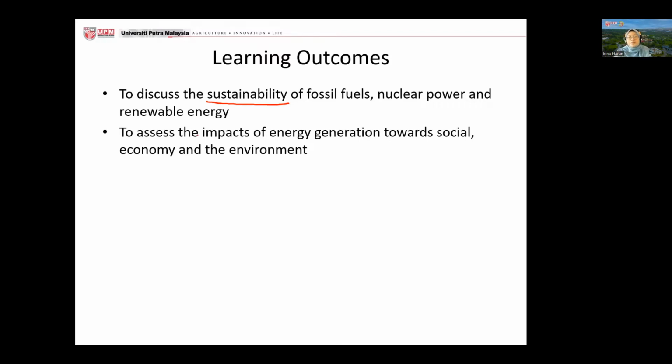And then to assess the impacts of energy generation towards social economy and the environment. Okay, so if you look at that, that is actually the elements of sustainability. Now, sustainability has three pillars: the social part or the people part, the economy, or the dollar and cents, and lastly the environment. Okay, those are the three main elements, three pillars of sustainability.